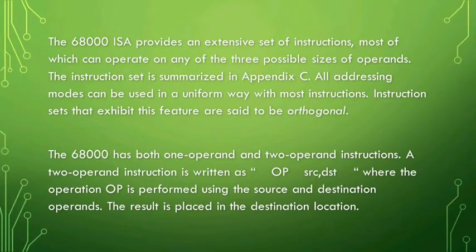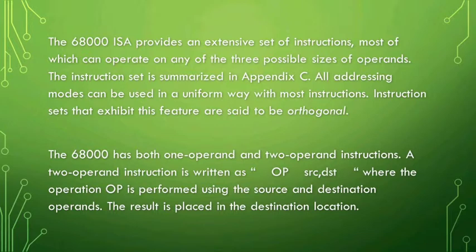The 68000 ISA provides an extensive set of instructions, most of which can operate on any of the three possible sizes of operands. The instruction set is summarized in Appendix C. All addressing modes can be used in a uniform way with most instructions. Instruction sets that exhibit this feature are said to be orthogonal. By the term orthogonal, we mean that the instruction type and addressing mode vary independently.